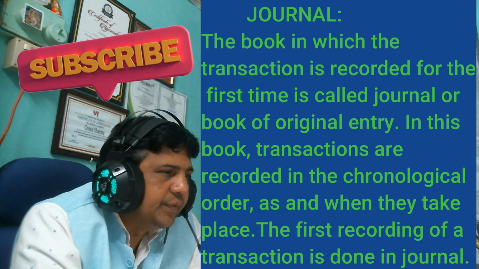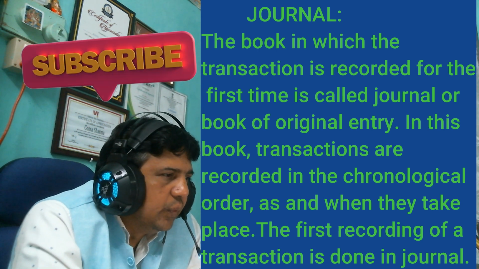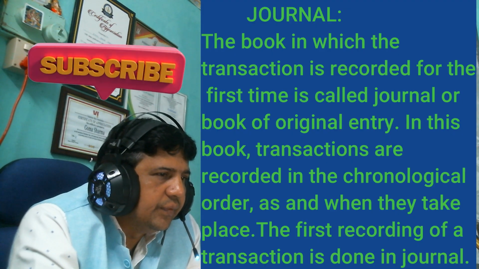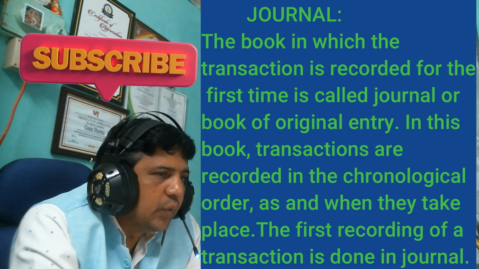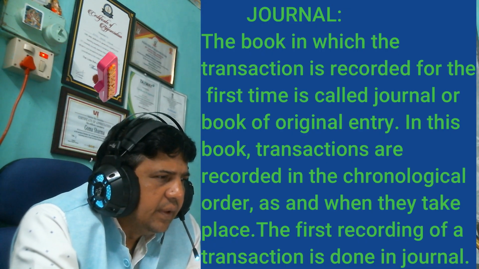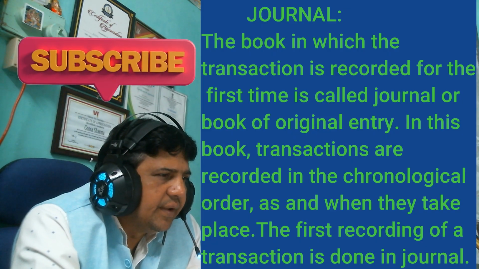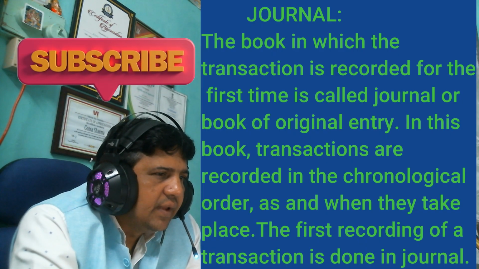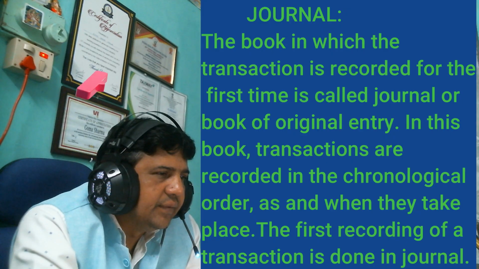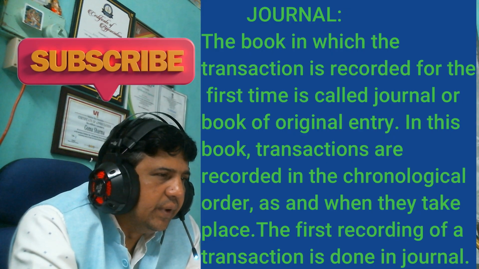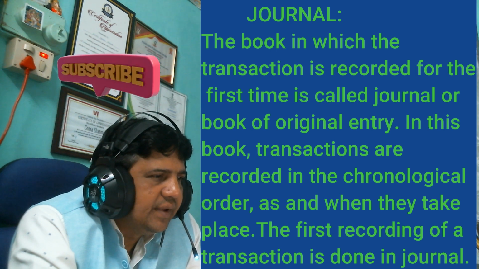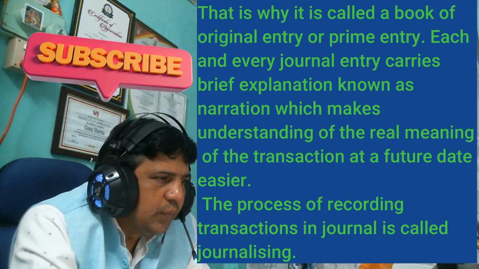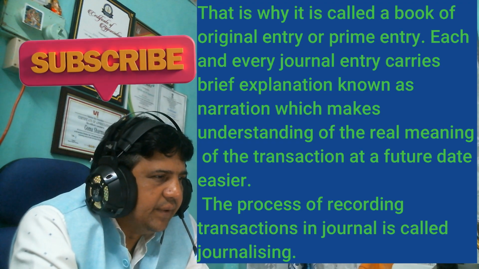Now let us understand the meaning and types of journal. The book in which the transaction is recorded for the first time is called journal or book of original entry. In this book, transactions are recorded in chronological order as and when they take place, that is, according to date. The first recording of a transaction is done in the journal. That is why it is called a book of original entry or prime entry.